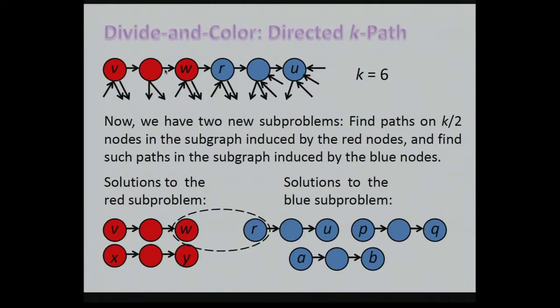And you can see that if we have solutions to these sub-problems, then we can find k-paths. For example, here we can combine these 2 solutions because there is an edge from W to R. And of course, there might be other solutions that we need to return if there is a solution that starts in a node other than V. And to solve its sub-problem, we can use additional recursive calls.